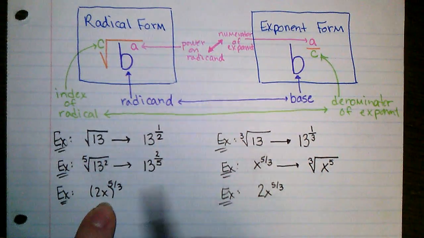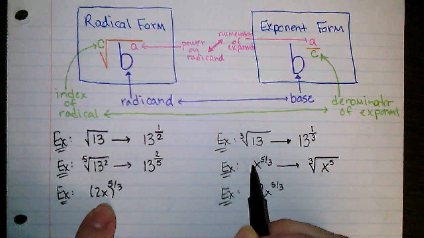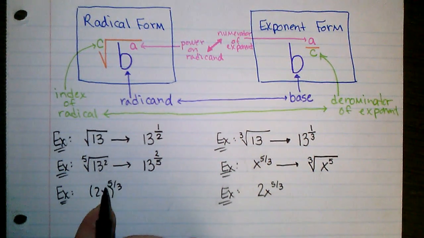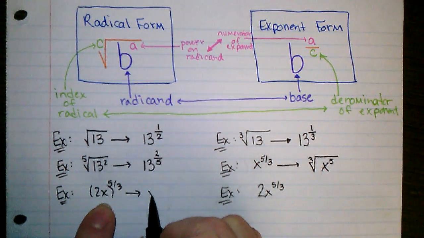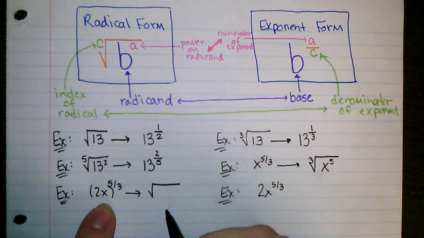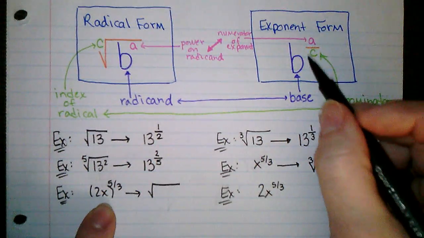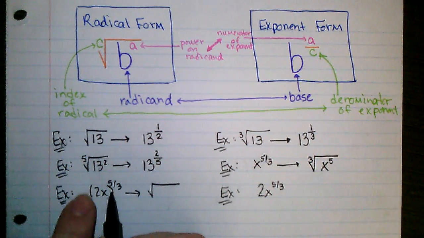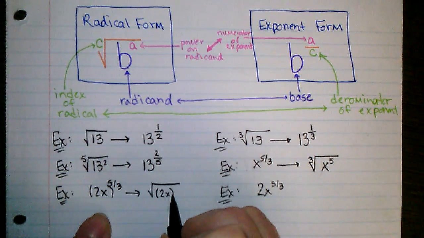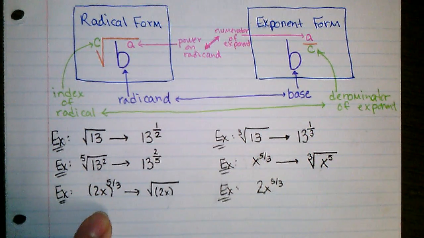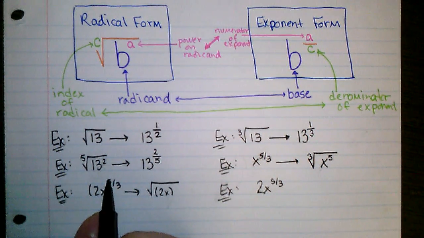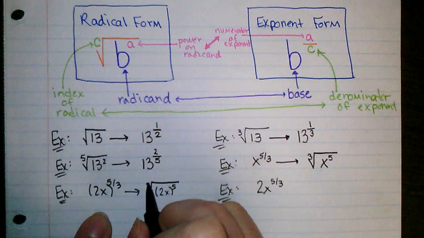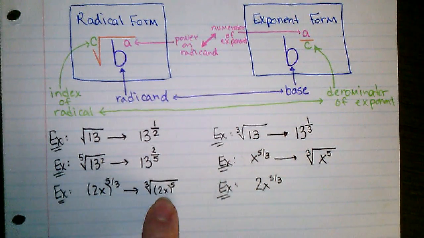Now this one looks kind of similar, but also kind of different. The difference here is that instead of x to the 5/3, I have the 5/3 attached to a parenthesis. So when I change this into radical form, whatever the exponent is attached to in exponent form is going to become the radicand. Since my exponent in this problem is attached to that parenthesis, the parenthesis becomes my radicand. So the parenthesis 2x is the radicand. Remember, the numerator becomes the power, so that's going to be to the 5th power, and the denominator becomes the index. So I have the cube root of 2x in parentheses to the 5th power.